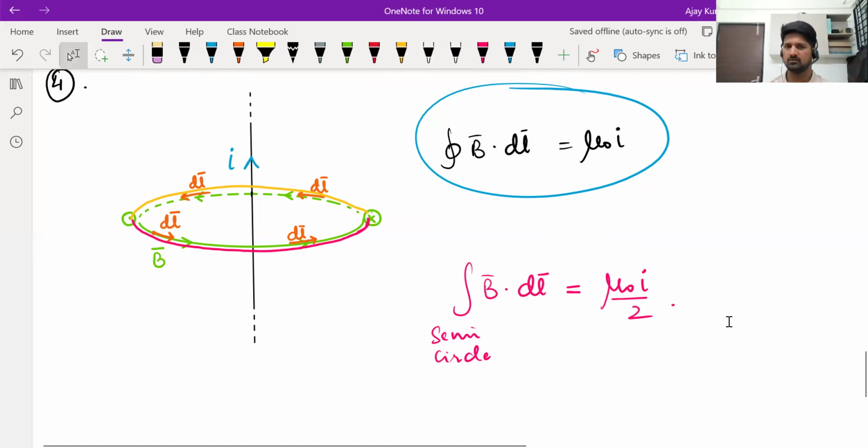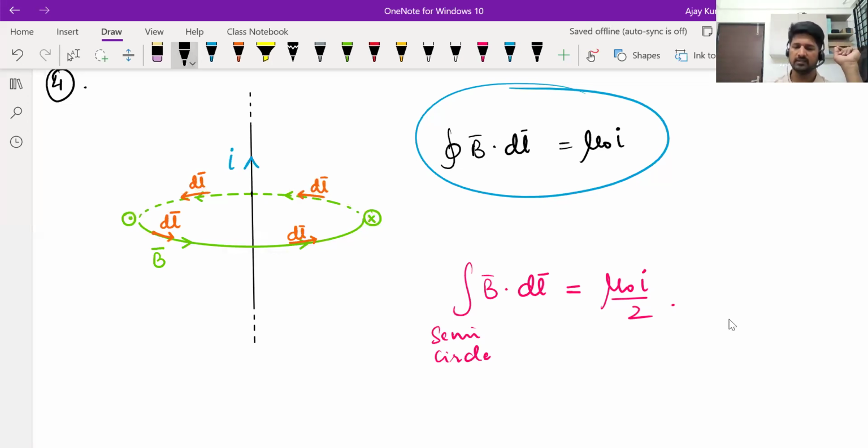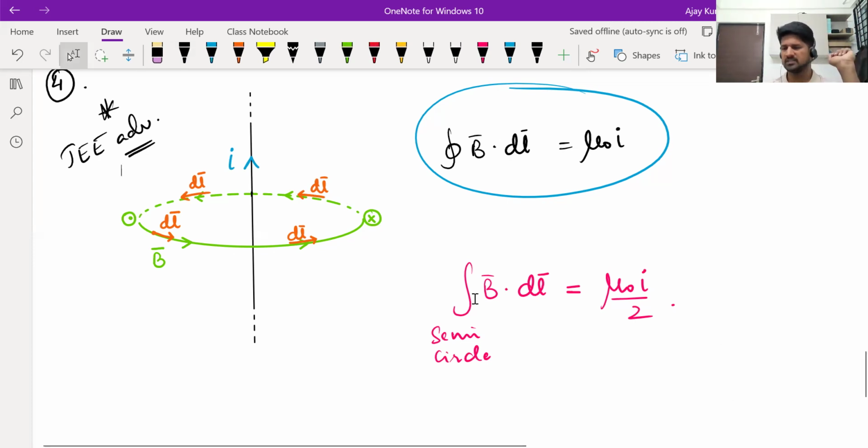So in case it's not a closed path, obviously you have no choice. You can't use Ampere's law. You have to fall back on the basics. And this point is exactly what they tested in this year's JEE Advanced. I'm not saying they asked the exact same question, but they tested if students can integrate B dot dl over an open path. They gave a much more complicated system, not as easy as this.